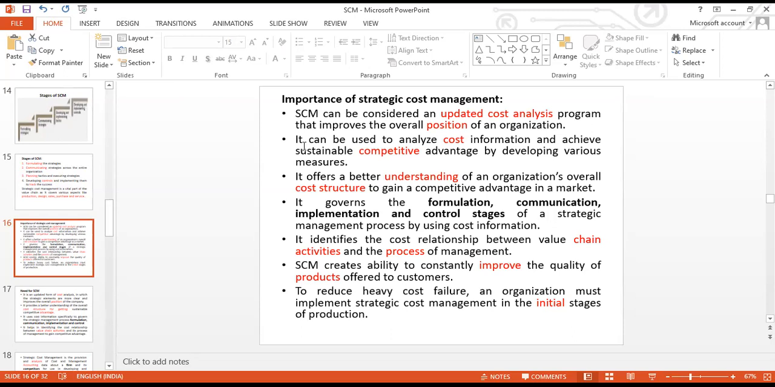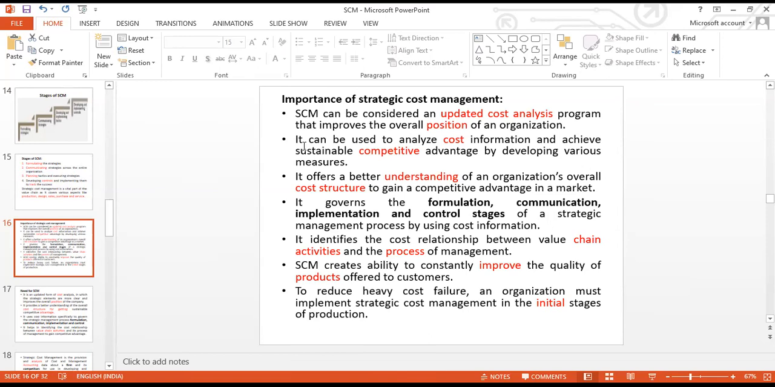Strategic cost management creates the ability to constantly improve the quality of products. So it helps to improve the quality of the product as well as it helps to reduce the cost of the product. Getting this? Because if we ignore the cost of the product, if we ignore the expectations of my customer, then definitely I will lose my customers. Means I will lose the business. It should not happen. That's why strategic cost management is important.